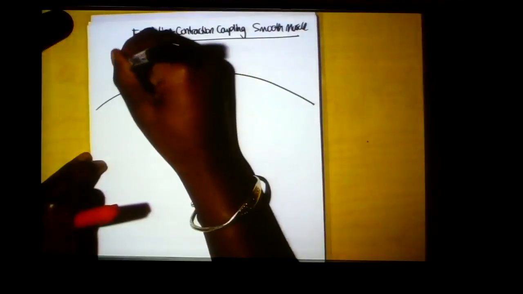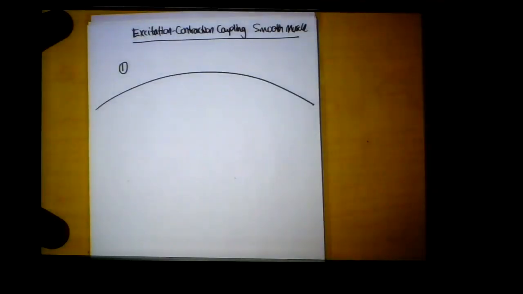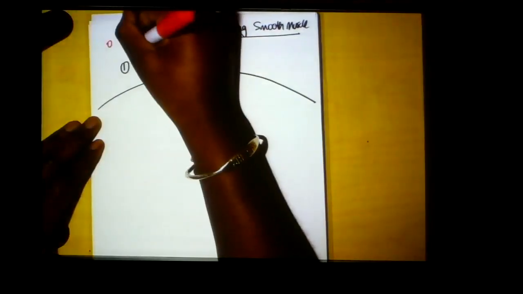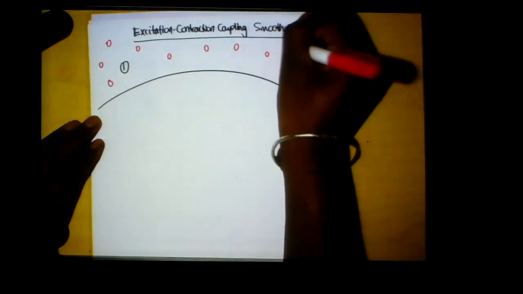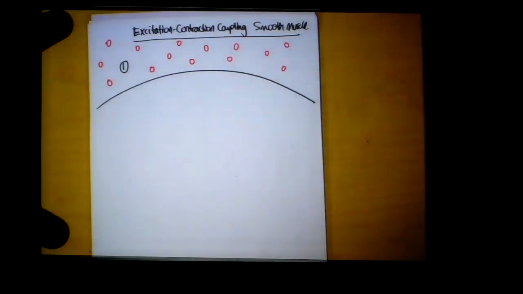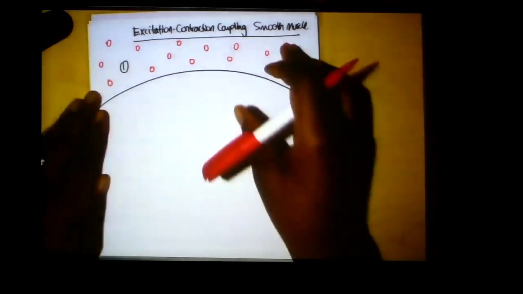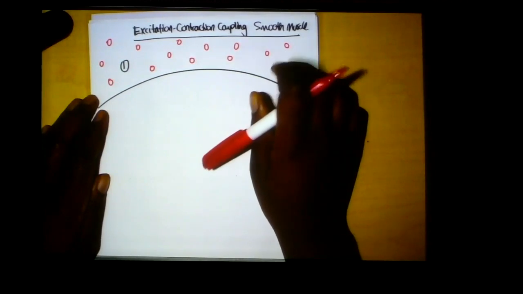Now, the first part of this process is understanding that most of the calcium that drives smooth muscle contraction comes from the outside of the cell. All right, so we got lots of calcium outside the cell. And we did not see this with skeletal muscle, right? Most of the calcium from skeletal muscle came from where? The sarcoplasmic reticulum, right? The SR. Most of the calcium here comes from outside of the cell, okay?